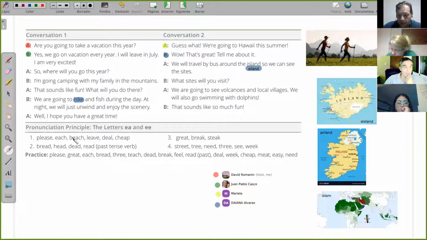Each. Live. Bill y chip. Okay. They are together because of one reason. This diphthong makes the same sound every time. It's like an E. Please, each, beach, leave, view, cheap. Okay? It's always the same sound.